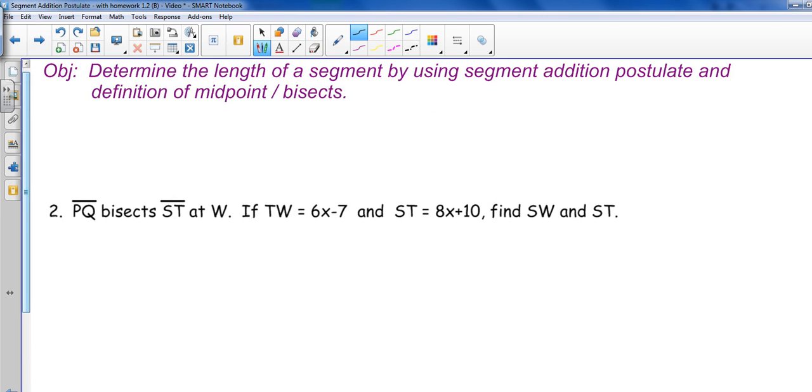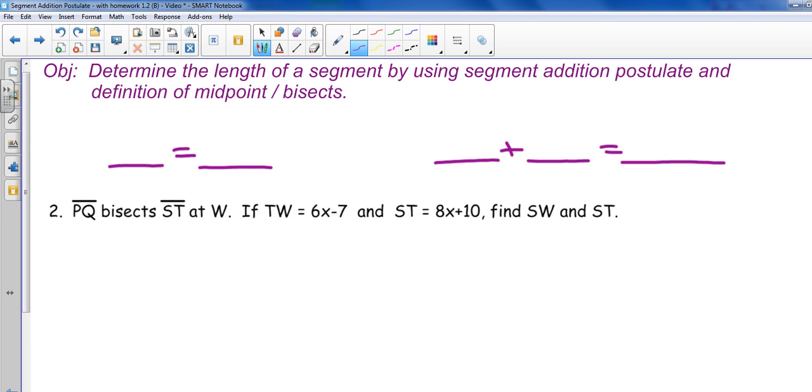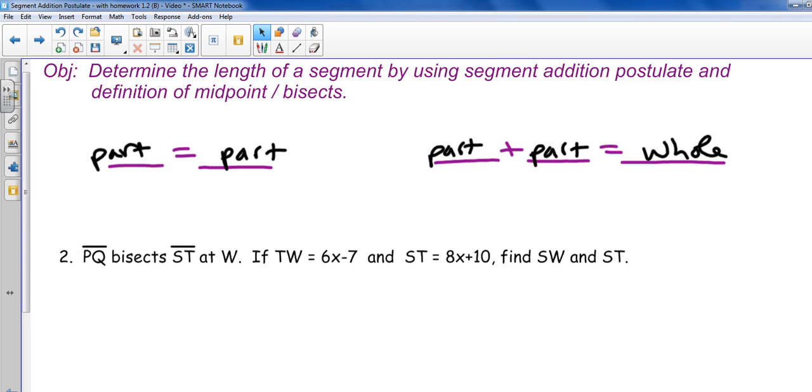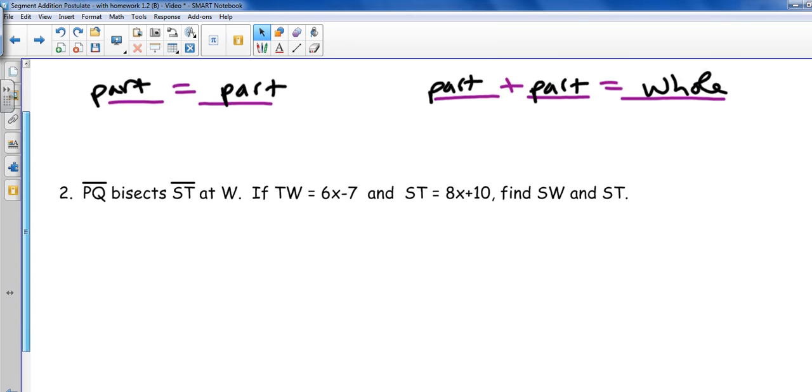Okay, I'm going to throw something else at you this time. I'm going to use the word bisects instead of midpoint. But let's go ahead and remind ourselves of our two options here. I can set two things equal, or I can add two things and set them equal to the whole thing. Words I like to put in here: part is equal to part, or part plus part is equal to whole. Let's give ourselves a little more room there, and let's work through this one.